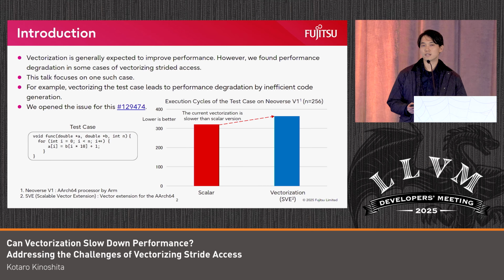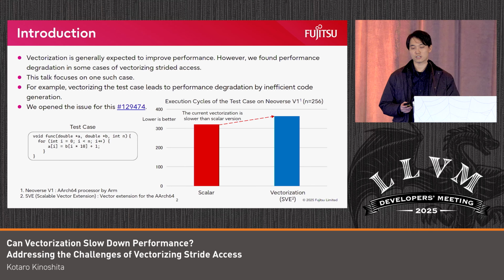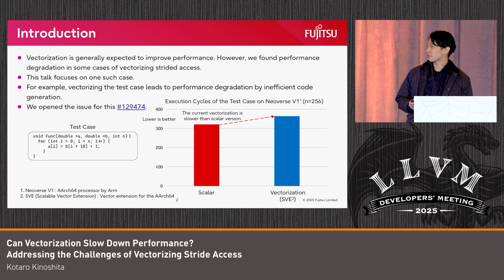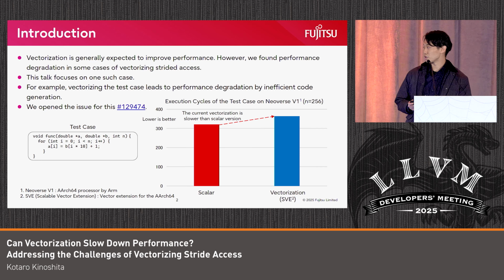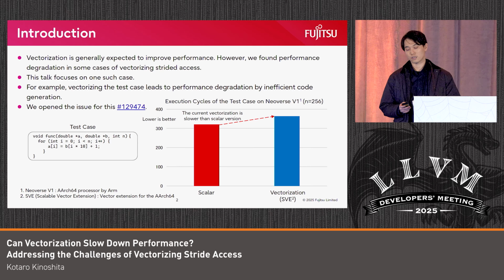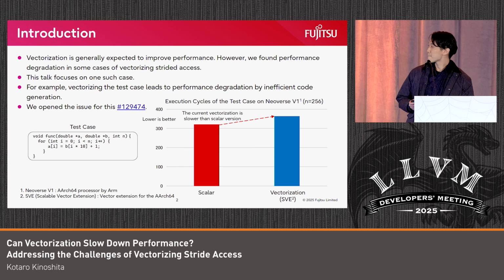For example, in the test case shown on this slide, the SVE vectorized version actually performs worse than the scalar version. We found this performance degradation is caused by inefficient code generation for strided axis, and we opened an issue for this. In this talk, we will discuss this issue and its improvement status.